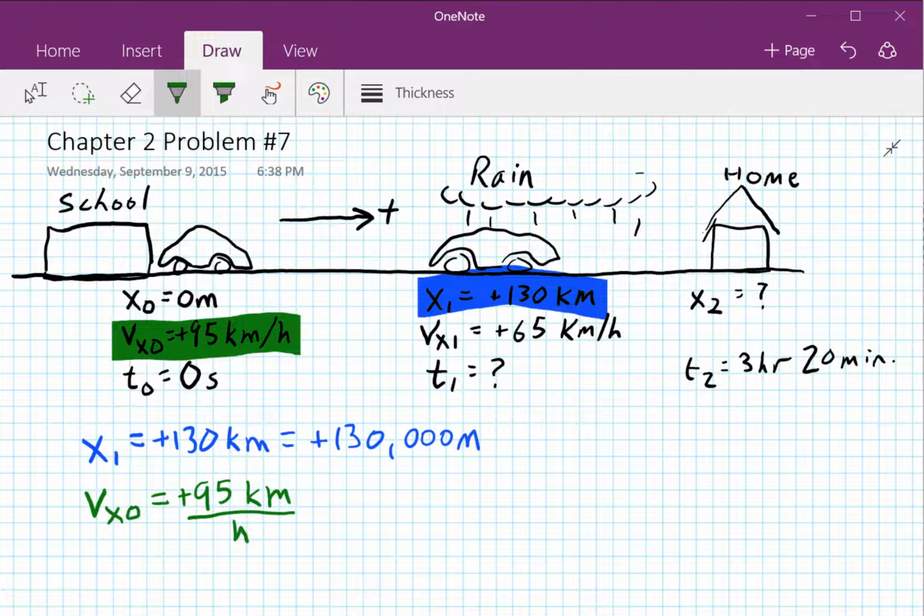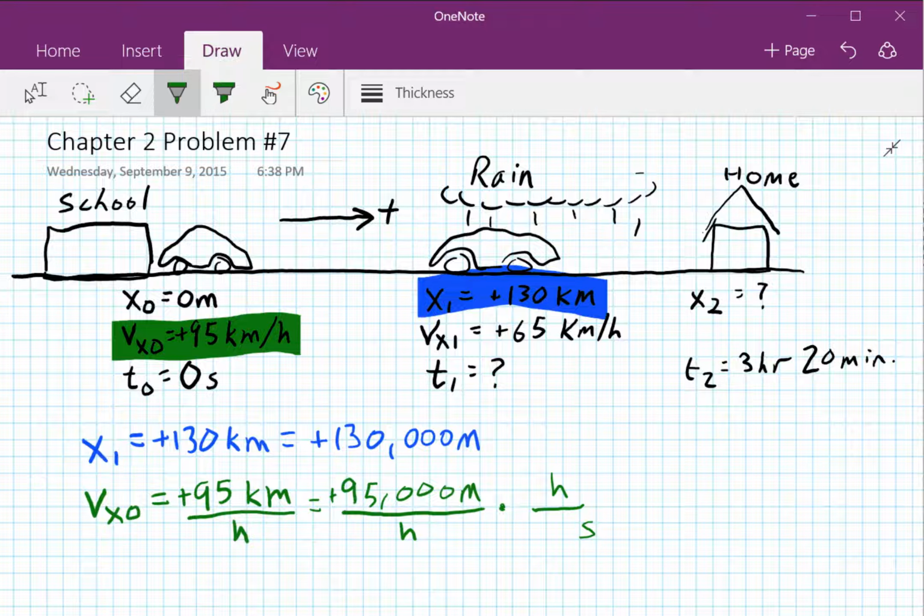Now that's the same as saying 95,000 meters over 1 hour. And then we have to convert the hours, so we're going to multiply. So we put an hour on top, and the unit we want is seconds because we want meters per second for velocity, so we're going to put seconds on the bottom. And you have to think, well, how many seconds are in an hour?